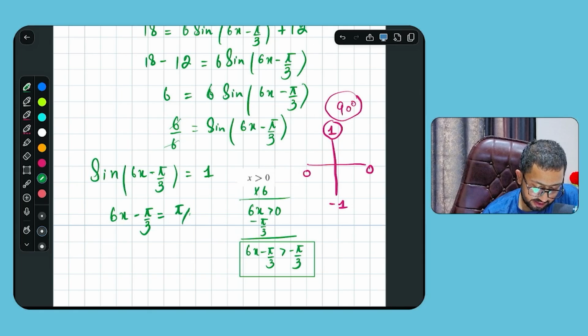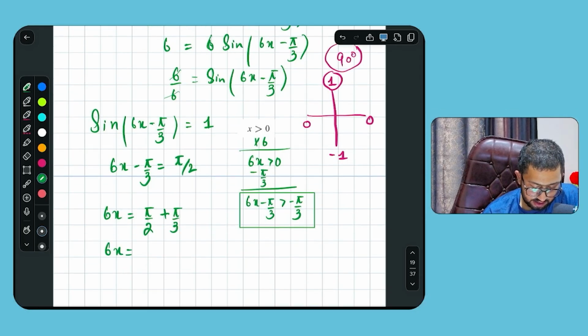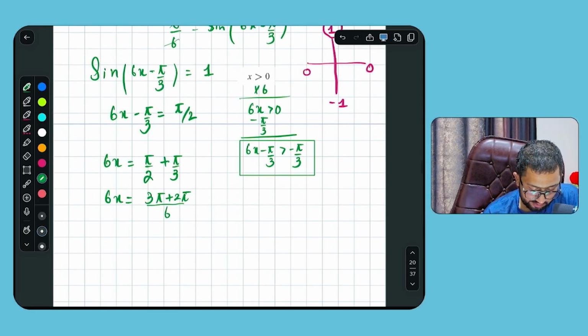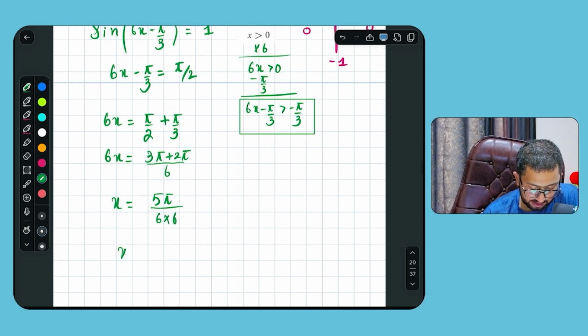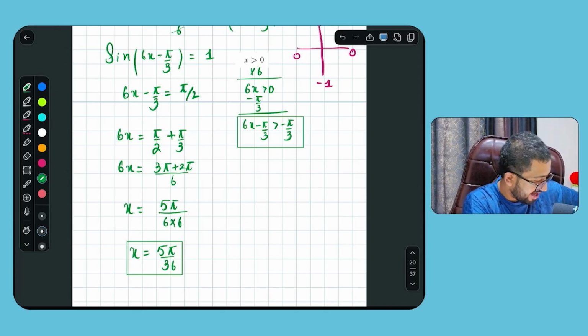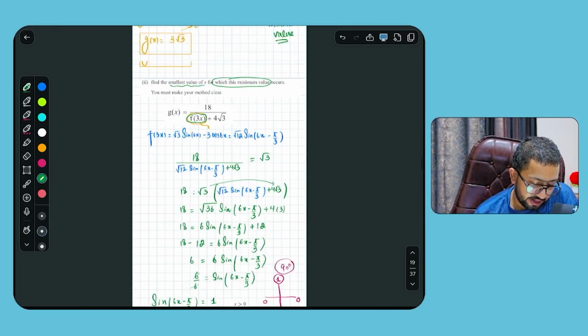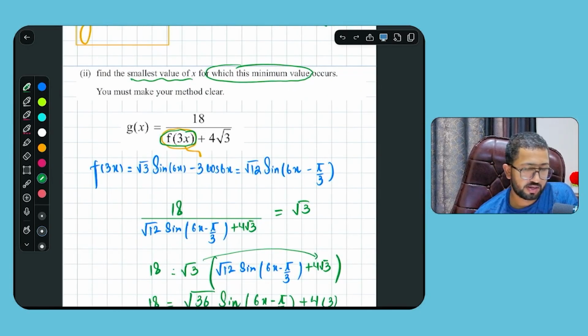So put 90 degrees, which is pi by 2, everyone knows. So simplify. Pi by 2 plus pi by 3. So 3 pi plus 2 pi divided by 6. x equal to 5 pi by 6 times 6. The answer will become 5 pi by 36. That is the smallest value where the g of x has the minimum value actually.